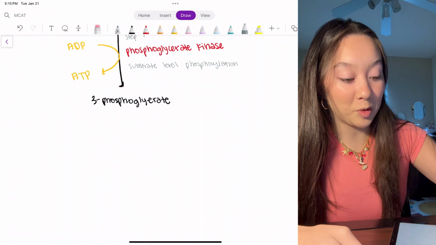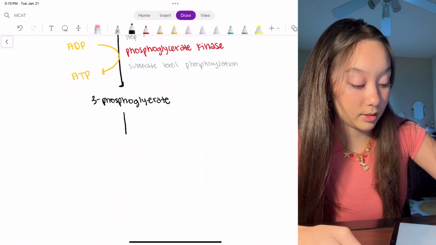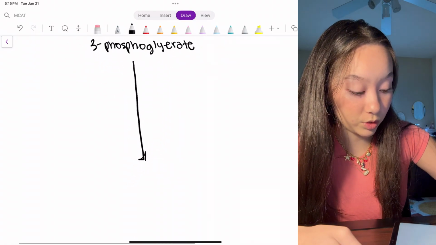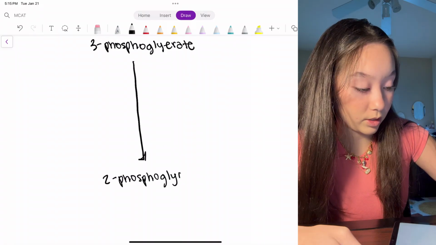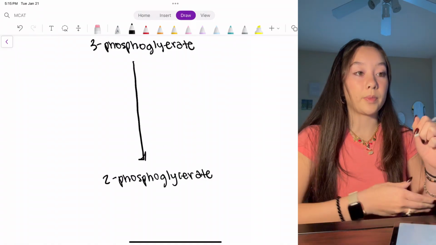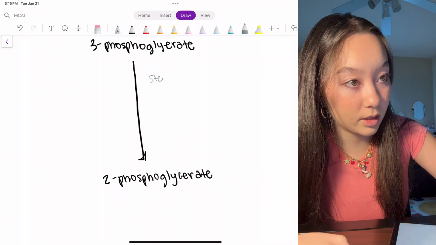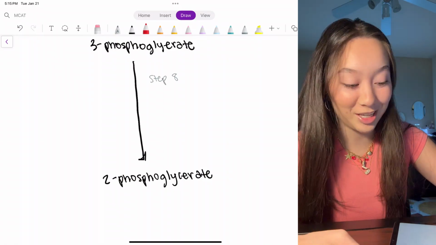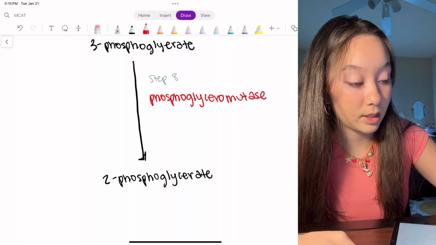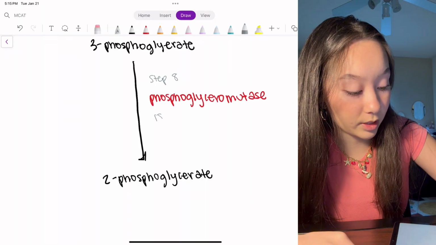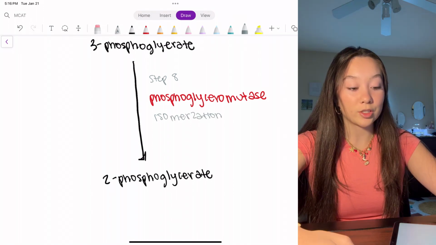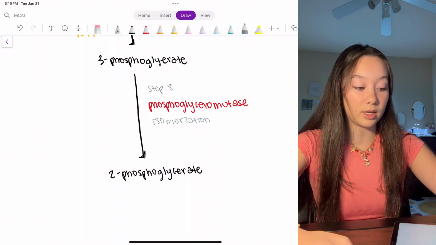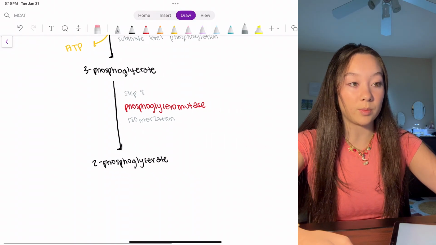Next, on to step 8. We are almost done. Step 8, we turn this into 2-phosphoglycerate. 2-phosphoglycerate. This is step 8. And this is catalyzed by an enzyme called phosphoglyceromutase. And this is an isomerization reaction. So here, there's no phosphates being added or removed. It just goes from the third carbon to the second carbon. So that is a pretty easy step to remember.